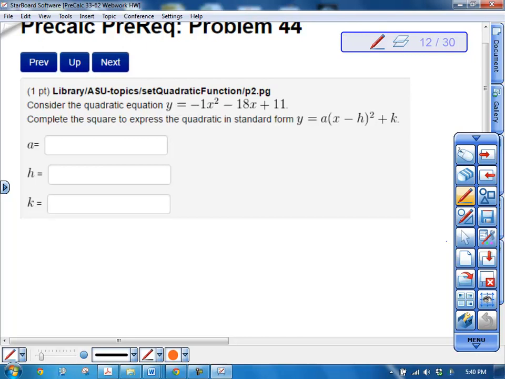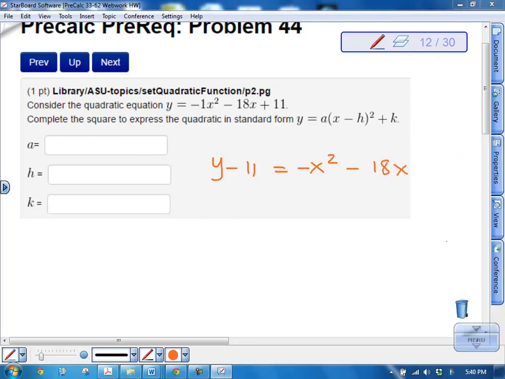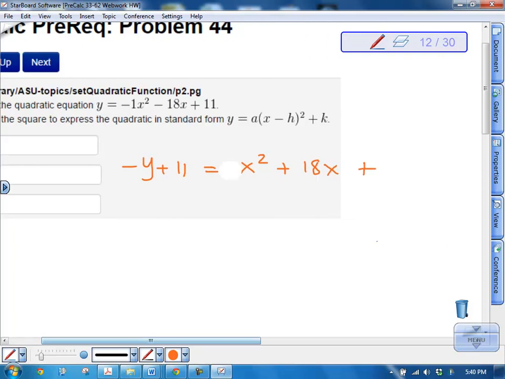All right, now they're completing the square problem. I'm going to move this 11 over. So I have y minus 11 equals negative x squared minus 18x. I'm going to get rid of the negative right here because I want that to be 1 again. So I'm going to divide through by negative. And then I'm going to complete the square on this side. So I'm going to add b over 2 squared to both sides. So 18 over 2 is 9, squared, to both sides. In this case, it's 81.